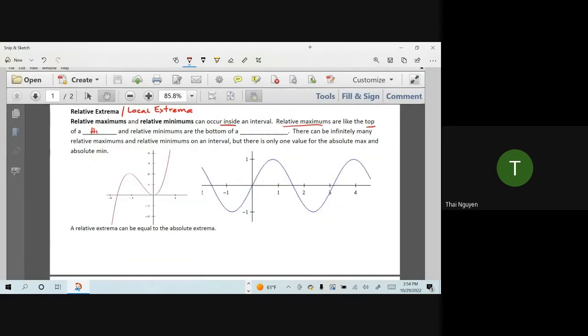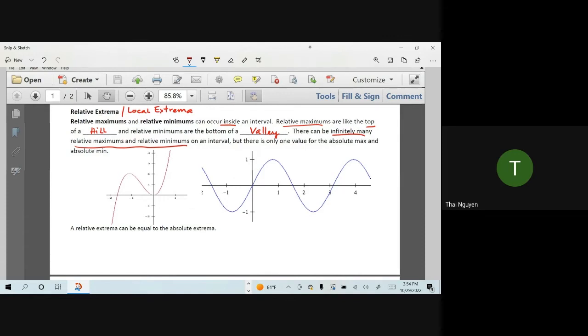So we have absolute extrema, which are the absolute min and absolute max. And then we have relative extrema, also called local extrema. I want to use local extrema because it has more meaning. The local max and local min can occur inside of an interval. Relative maxima are like the top of a hill, and relative minima are like the bottom of a valley. And you can see that they have as many local maxes and local mins.